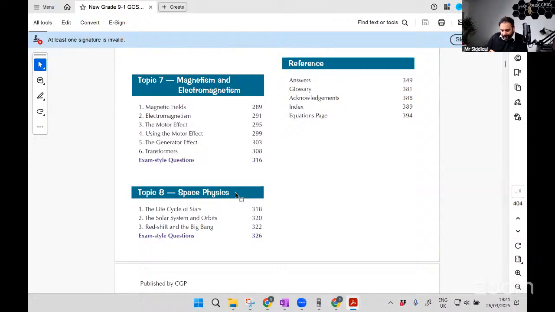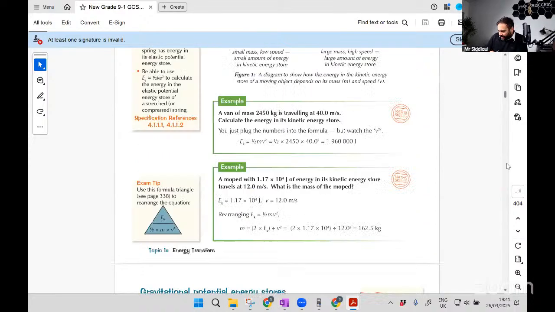So we'll start with this thing called a motor effect, and then we'll talk about those dynamos and things 'cause they're a bit more complicated.